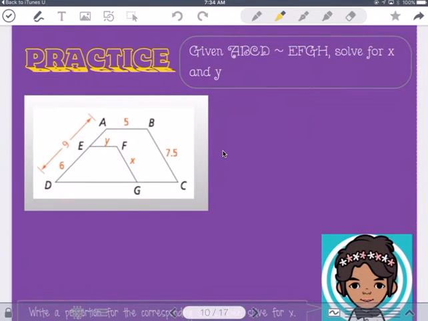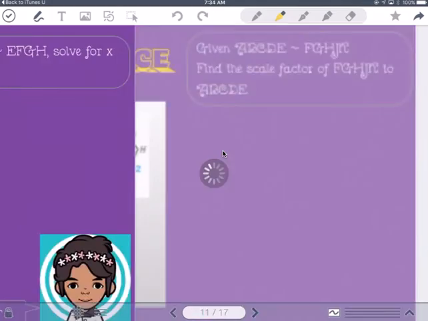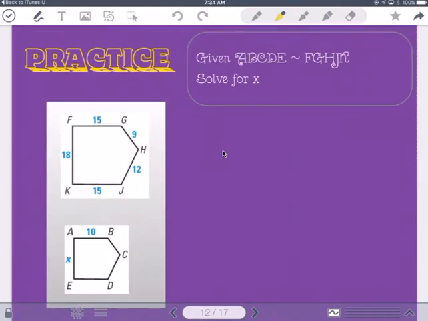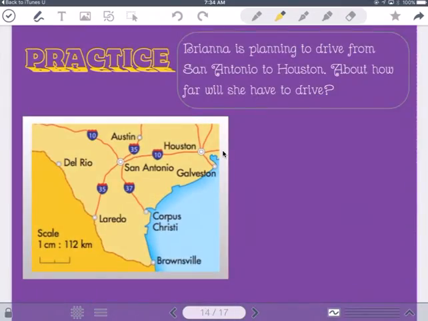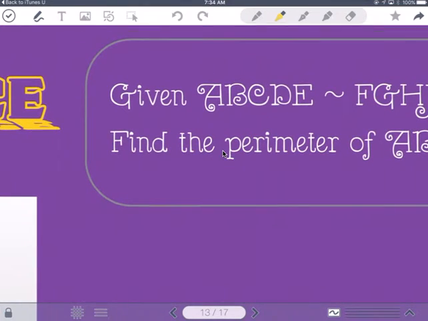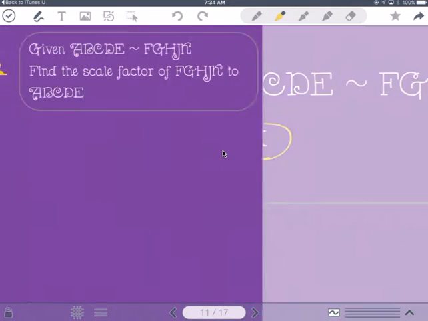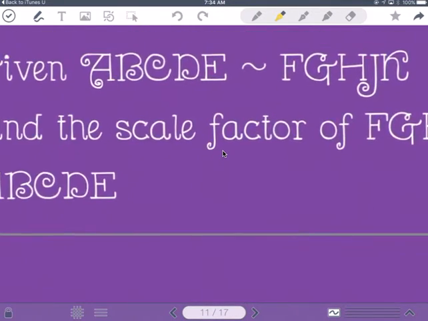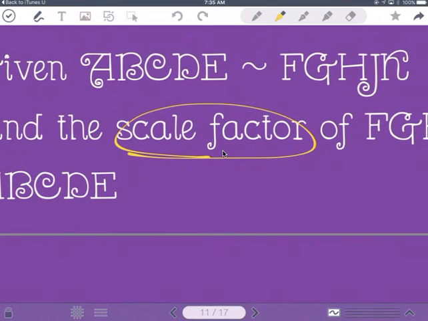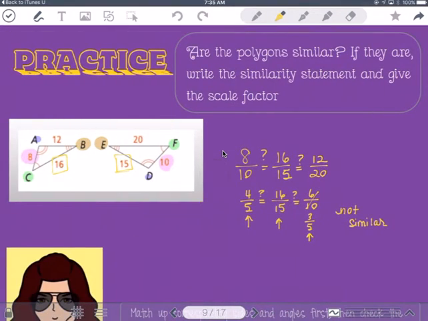All right. The next ones from 10 all the way to 17 are easy practices for you to do. Be sure to read the directions because some of them ask, like on 13, to find the perimeter. Some of them are asking you to solve for x. And some of them are asking for scale factor. Okay? So make sure that you're reading the directions clearly.